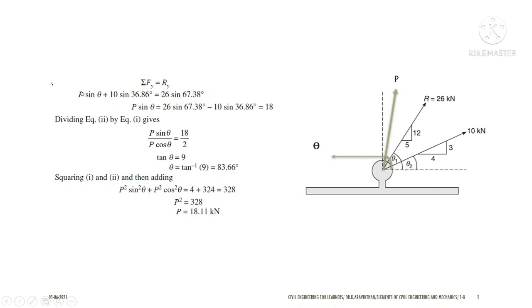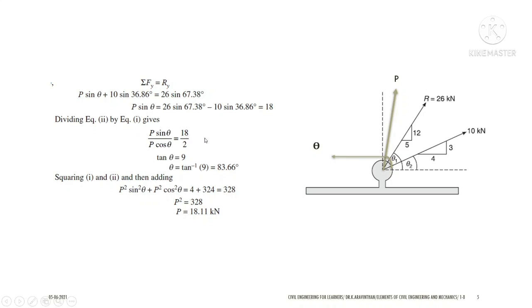We can keep P sin theta on one side, and the rest we can take outside, and we will get P sin theta equal to 18. So now you can use this property. You can divide equation 2 by equation 1. This is equation 2, P sin theta equal to 18.